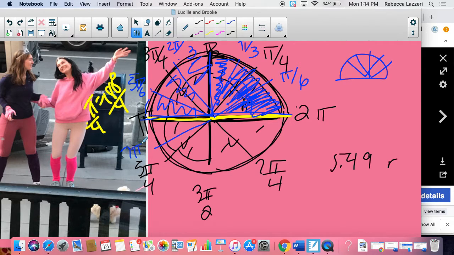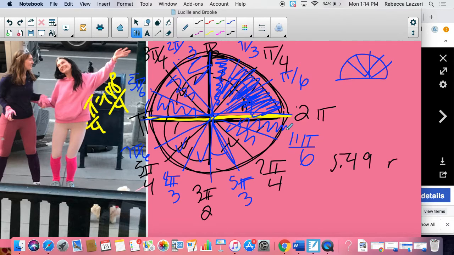I'll keep going. This one's 7 pi over 6. 8 pi over 6. I'm not going to write down 8 pi over 6. Let's just do 4 pi over 3. So now I was at 8. This is 9 pi over 6, which is 3 pi over 2. The next one's 10 pi over 6, which is 5 pi over 3. Where was I? 11 pi over 6. Until I've eaten the whole thing, and I'm now at 12 pi over 6, which is 2 pi, okay?